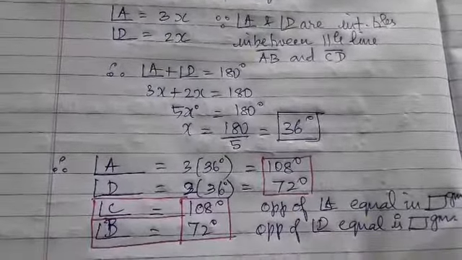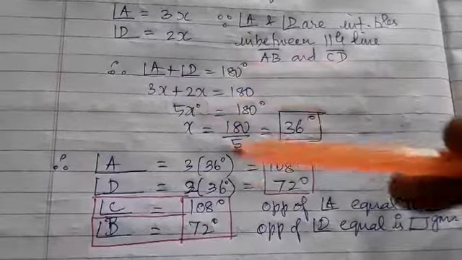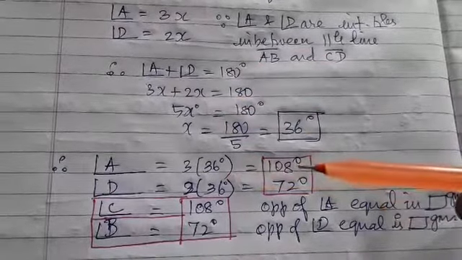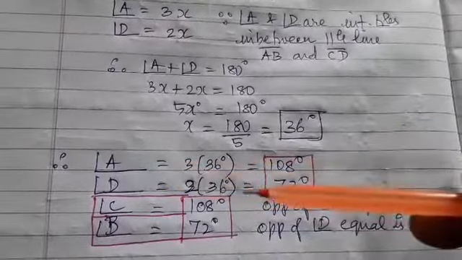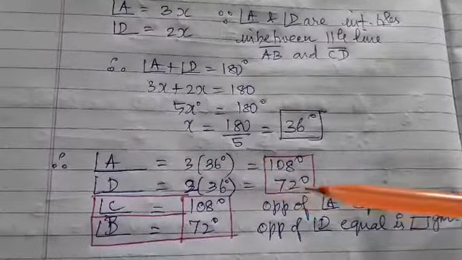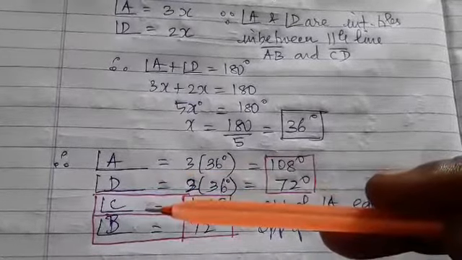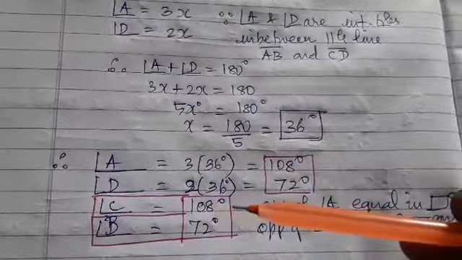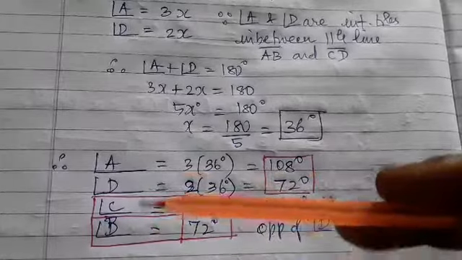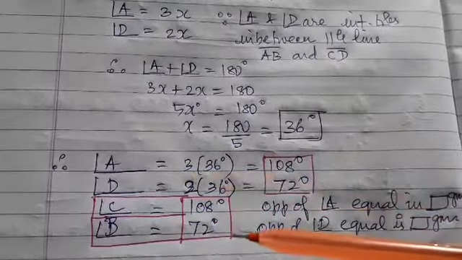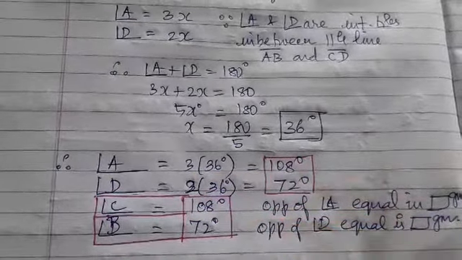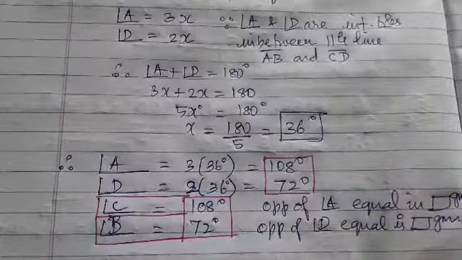Now you see what the A value will be. A is 3 times x, so 3 into 36, 108 degrees. D is 2 times x, 2 times 36, that is 72 degrees. Angle C is opposite to A and it is equal, so it is also 108 degrees. Angle B is opposite to D, so it is also equal, 72 degrees. That is the fifth question. Sixth question.